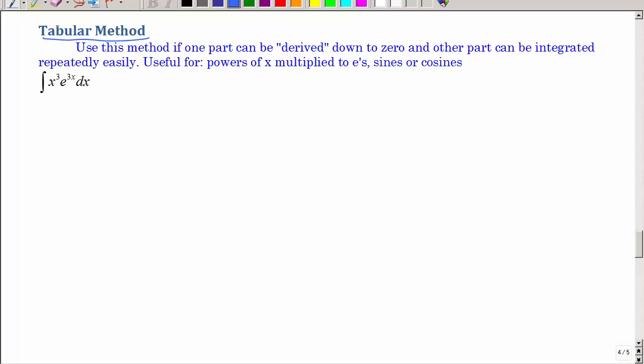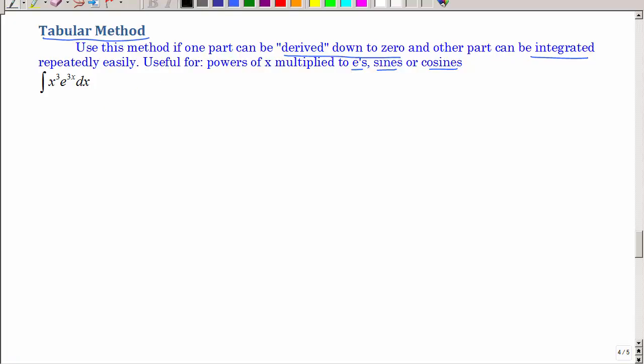It does work if the one part can be derived down to zero, meaning it's an algebraic expression and you can just keep taking the derivative until you get down to zero. And if you have that, the other part also follows one of your basic integral techniques. So very useful for powers of x multiplied by e's, sines, and cosines. Let's see how that works.